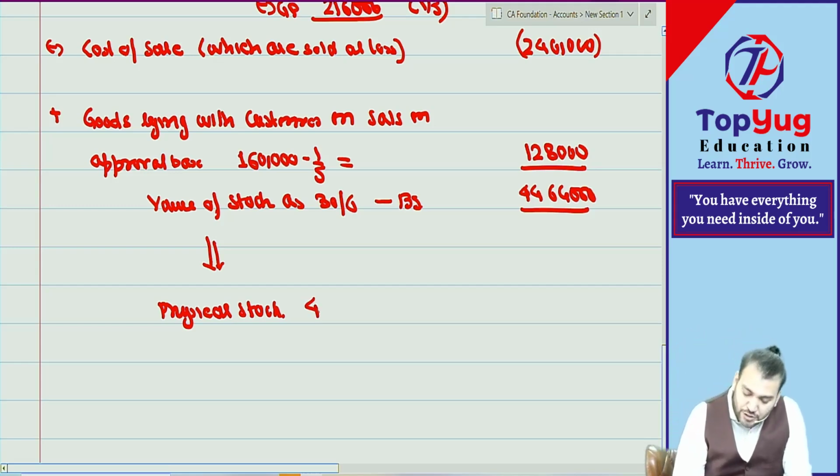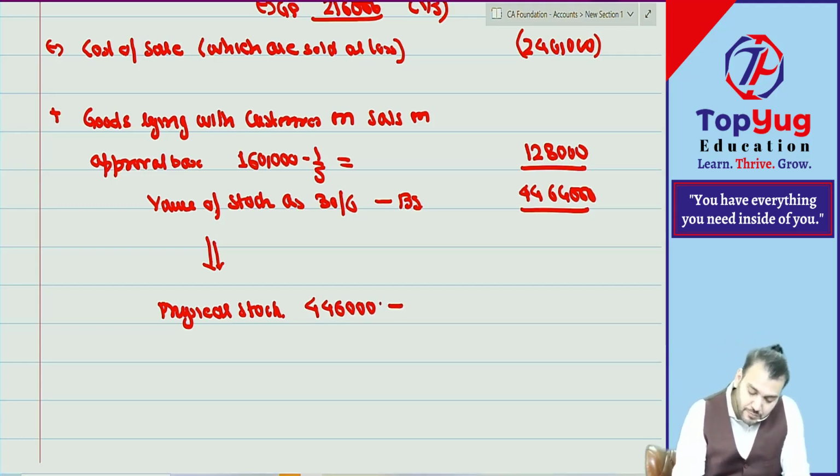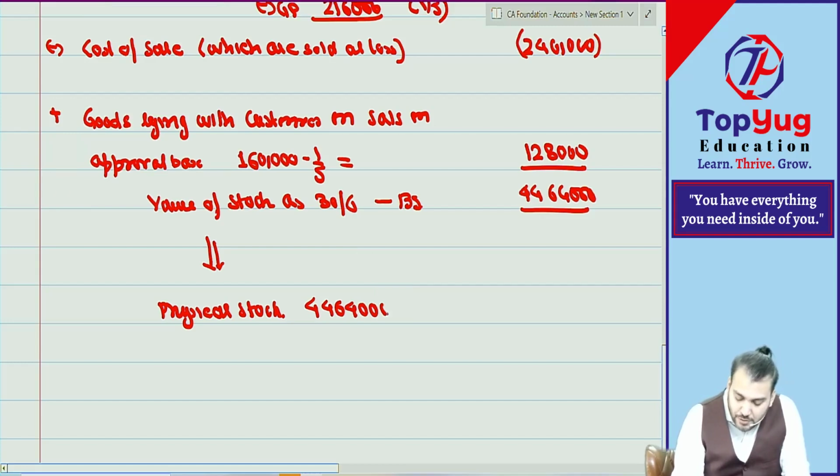Okay, it's 44,64,000. What do you minus? Tell me. What do you minus? 1 lakh 60 is what? Goods in transit will not be counted. So minus 1 lakh 60.